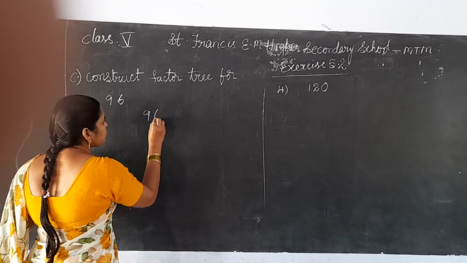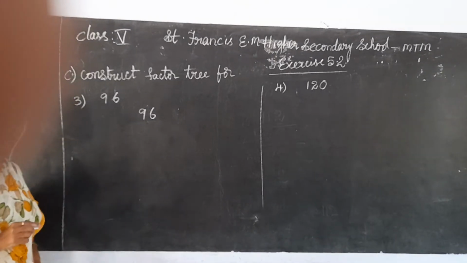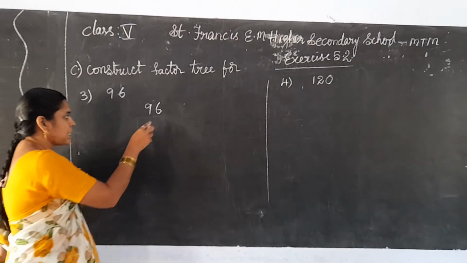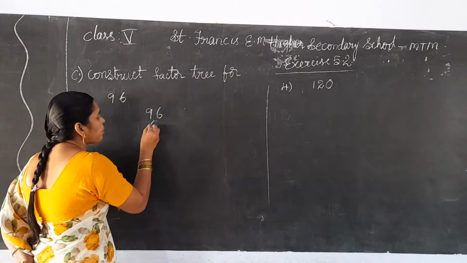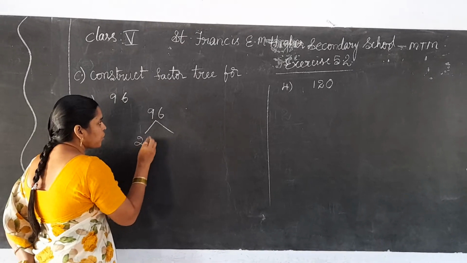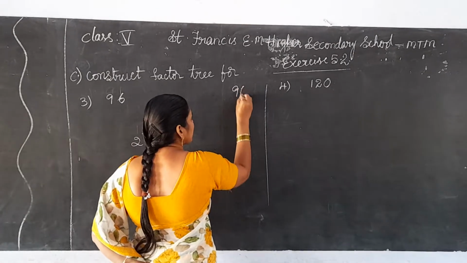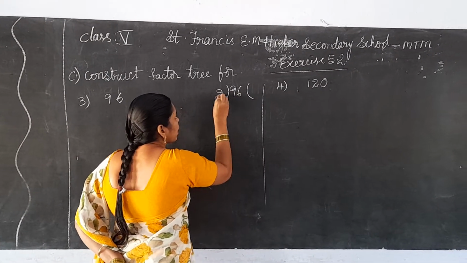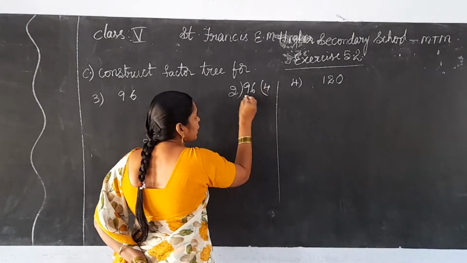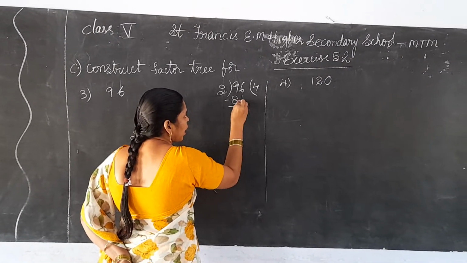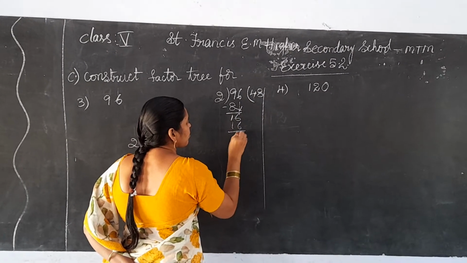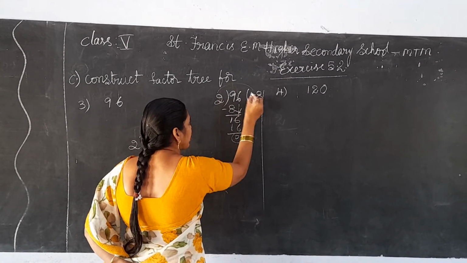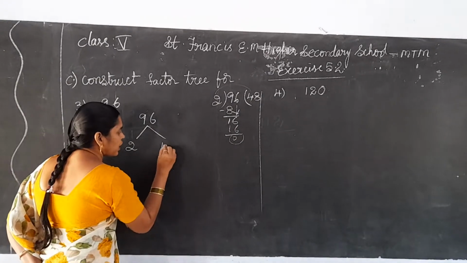96. Which table will go? What is the last digit here? 6. The 2 table will go. So, how many times will it go? If we don't know what we have to do, we will do division in the rough notes. Okay? 2 4s are 8. Remainder 1. Now you take this 6. So 2 8s are 16. Remainder 0. So 2 into 48. Right? So that is 48 divided.